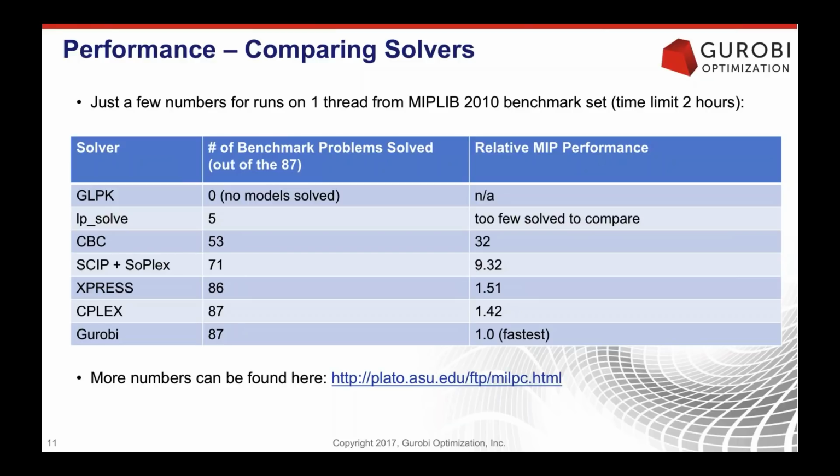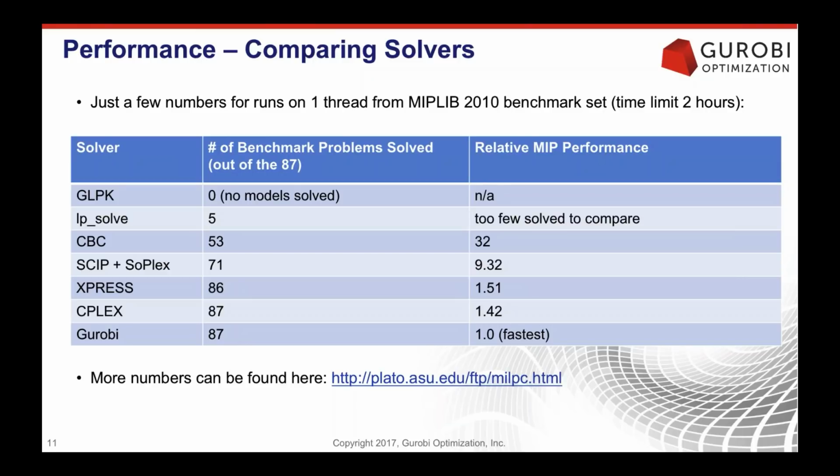And the last 3 lines in this table here show the commercial solvers that we compared. The 3 commercial solvers are Xpress, CPLEX, and Gurobi. And you can see that these 3 commercial solvers were able to solve almost all of the models within the 2 hours time limit. So Gurobi solved all of the 87 models. In the third column, you can see that the performance of these 3 solvers is much better than the performance of the open source tools. And you can also see that Gurobi is the fastest solver.